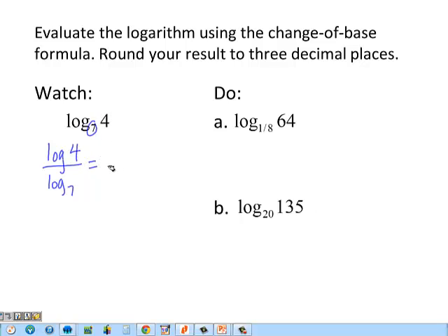And then using my calculator, I'll finish this off as log of 4 over the log of 7. And that gives me 0.712. And the directions say 3 decimal places. Okay, you do these two, pause it for a second, finish them, come back and look at it. Okay?